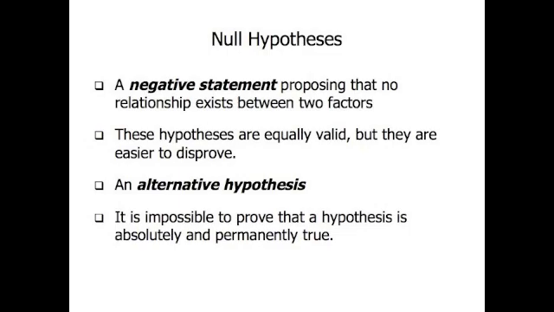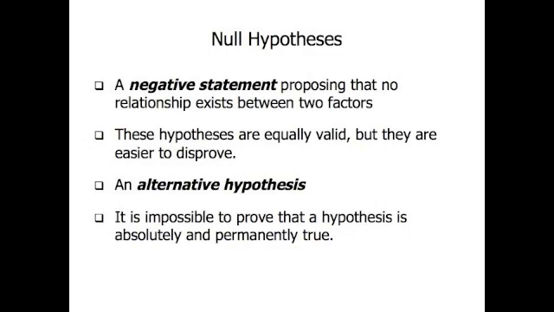However, both a hypothesis asserting some sort of relationship and a null hypothesis proposing no relationship are equally valid, but typically it is more straightforward to disprove a null hypothesis. Any new observation that contradicts a null hypothesis can be sufficient for the researcher to reject it and conclude that an alternative hypothesis must be considered.